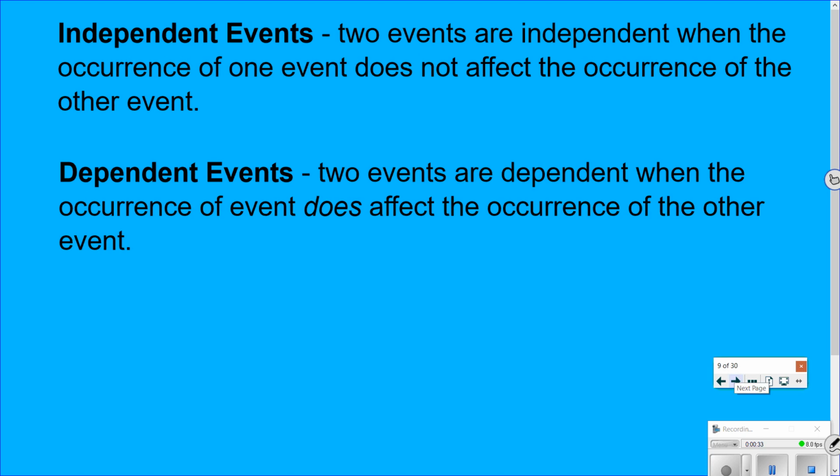Here's your definition. So if you want to pause it for a moment and write these down, these are two really important concepts in probability. The first one says, independent events are two events that are independent when the occurrence of one event does not affect the occurrence of the other event. I'll show you some examples of independent events in just a second. Dependent events are when the occurrence of one event does affect the other one. So again, independent, one does not affect the other. Dependent, one does affect the other event.